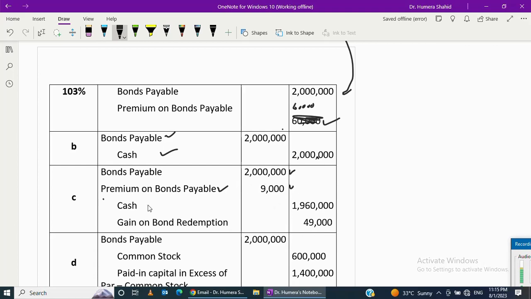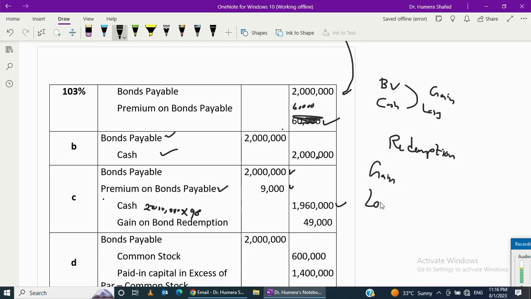You get cash. How much cash? You get cash of 98 for the full value. Right? So 98 of 2 million is 1,960,000. So if you remember, whenever we sell any asset, we always compare its book value with the cash we receive, and we decide, do we have a gain or a loss? Same is the case with the redemption of the bonds. You might have gain or loss at the redemption. How would you know? You will be comparing the carrying value of the bond with the cash you are paying.